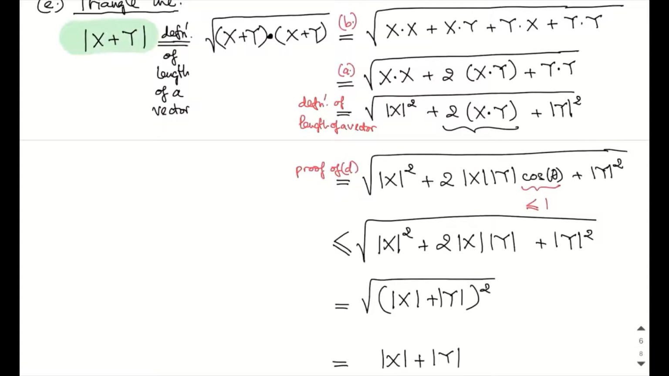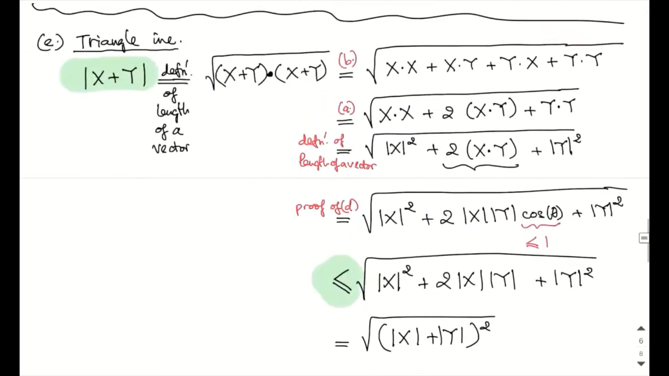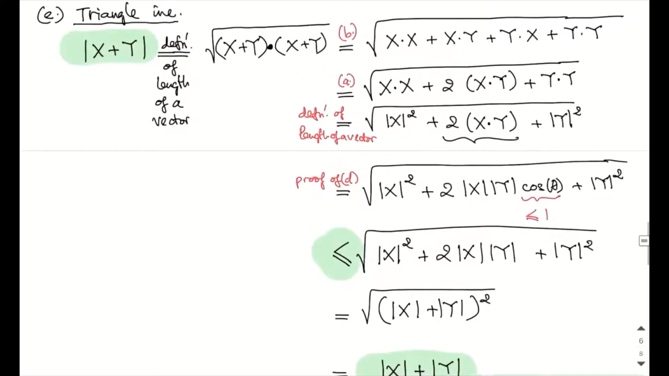All right, anyway, we have successfully proven that the length of the sum of two vectors is less than or equal to the sum of the length of each vector. Now, the explanation for why this inequality is called a triangle inequality.